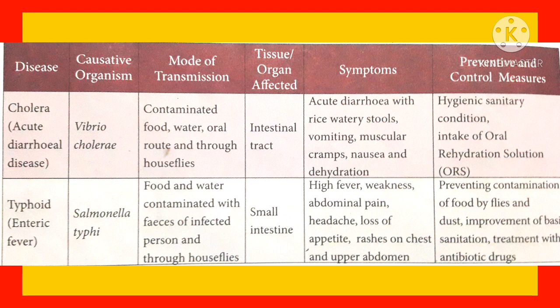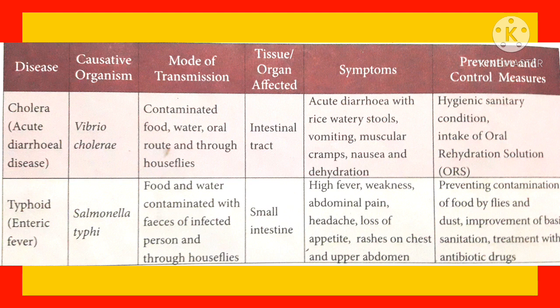Rotavirus. Which is the causative organism of acute diarrhea? Rotavirus. Okay. Which is the causative organism of hepatitis A? Hepatitis A virus. Okay. Which is the causative organism of cholera? Vibrio cholerae. Okay.